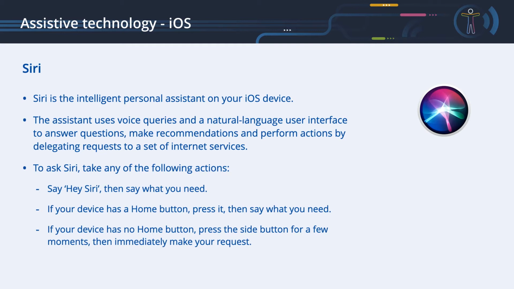To ask Siri, take any of the following actions, then just say what you need. Just say, "Hey Siri," then say what you need. If your device has a home button, press it, then say what you need. If your device has no home button, press the side button for a few moments, then immediately make your request. You can now start to interact with your device via your voice.